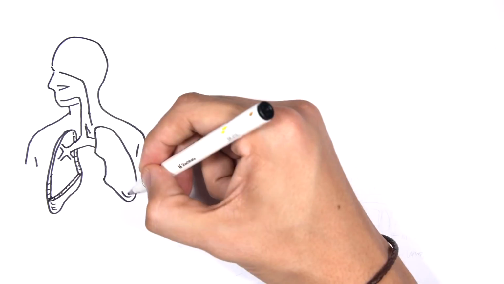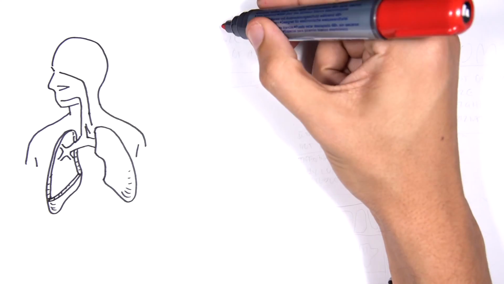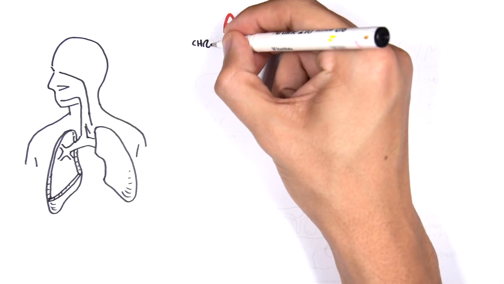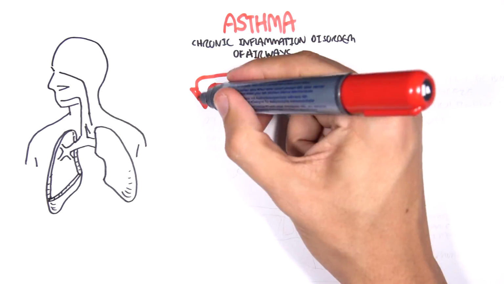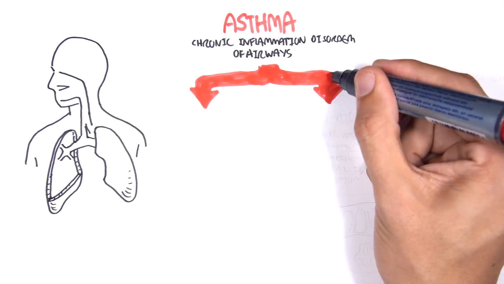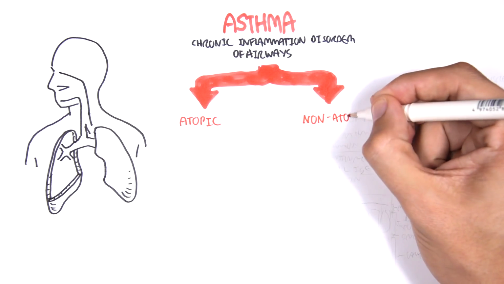In this video we're going to talk about asthma. So here I am drawing a human and his respiratory tract. Asthma is defined as a chronic inflammation disorder of airways. Asthma can be divided as either atopic or non-atopic.